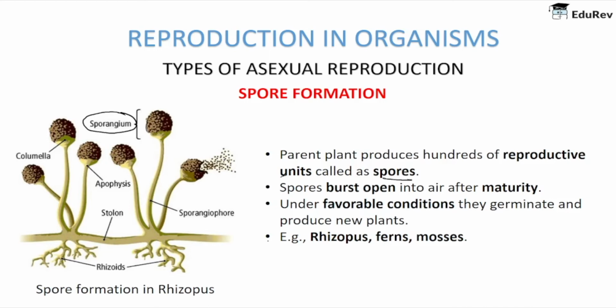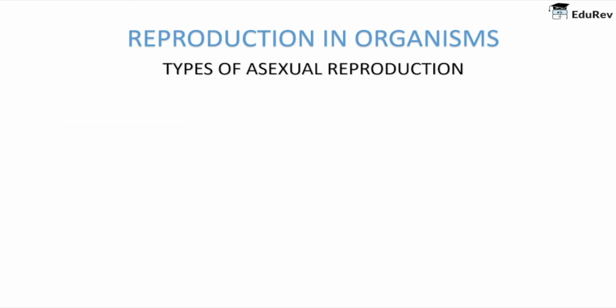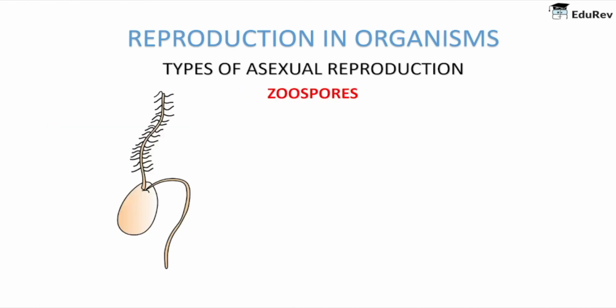So after the sporangium matures, the spore sac bursts open into the air, releasing a lot of spores. But if the condition is not favorable, they remain dormant until the condition is favorable. After that, they germinate and produce new plants. Coming to its example, spore formation is generally seen in rhizopus, ferns and mosses. Next type of asexual reproduction is through the zoospores.